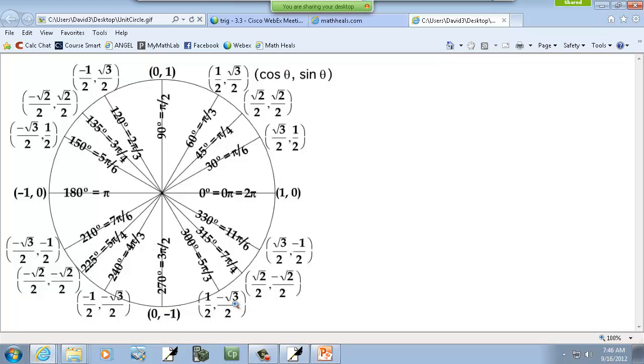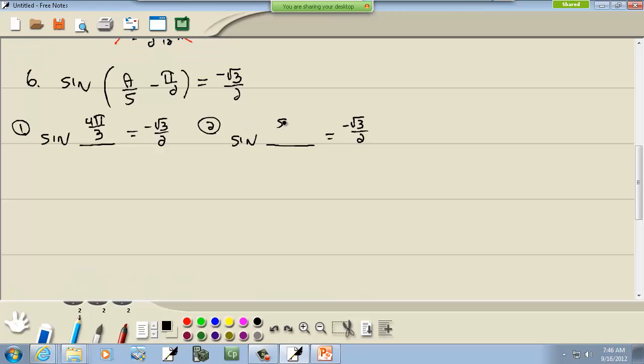And the other place is right here, which is 5 pi over 3. And again, whatever is right here inside your parentheses is what you're going to set equal to each one of these. So we got theta over 5 minus pi over 2 equals 4 pi over 3.